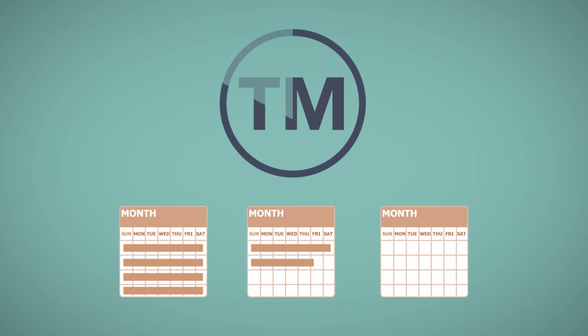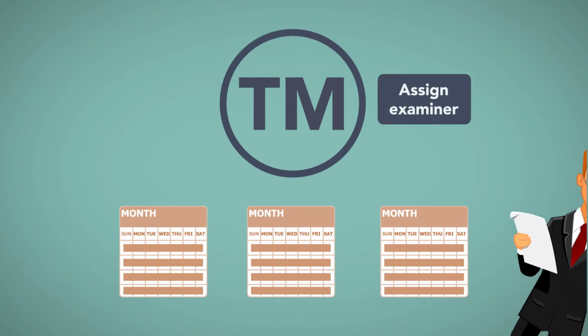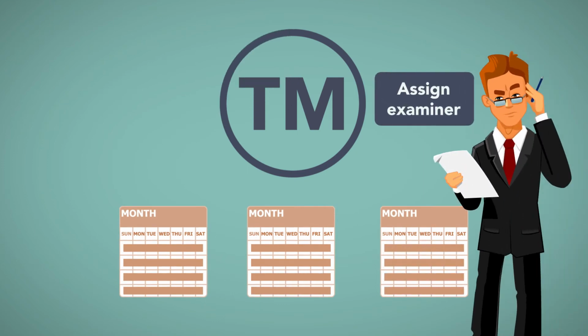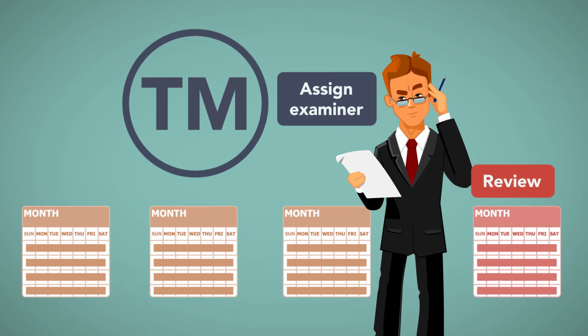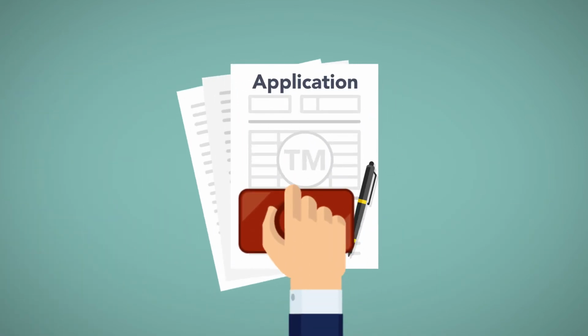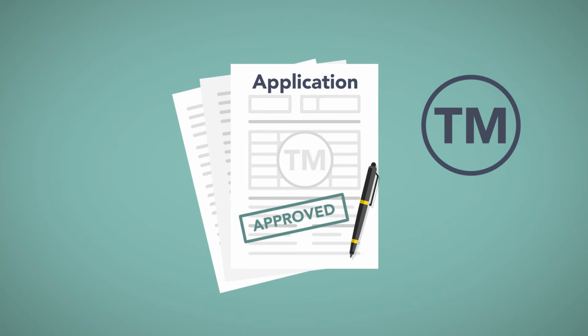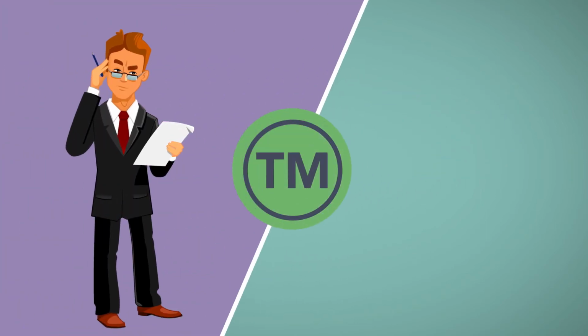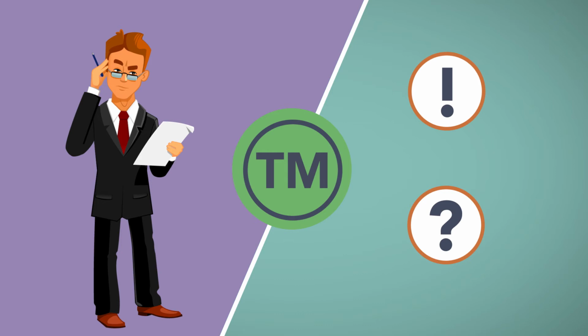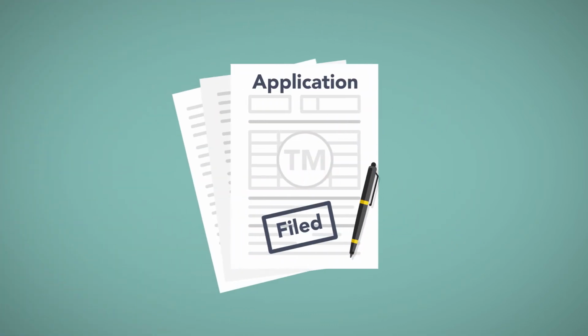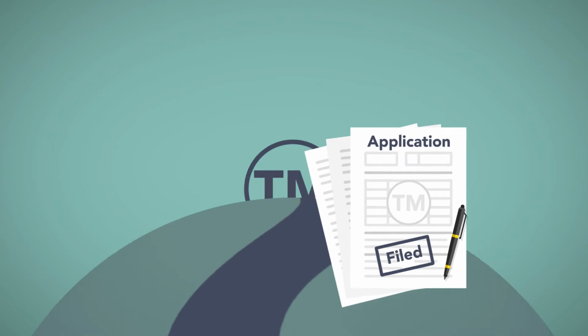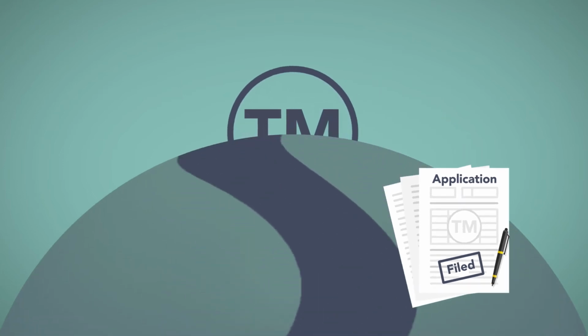Typically, it takes up to 3 months for the USPTO to assign a trademark examiner to an application. Review can then take up to another month. Then the application may be approved and the trademark published for opposition, or an office action may be issued by the examining attorney requiring a response to any issues with the trademark or application. Filing an application is just the first step in what can be a long road to obtaining a trademark registration.